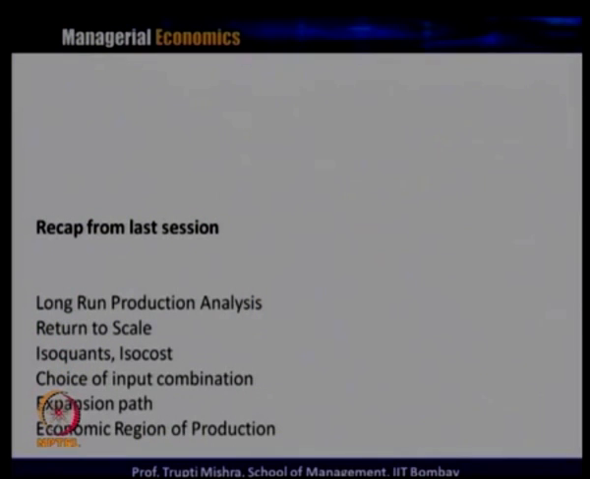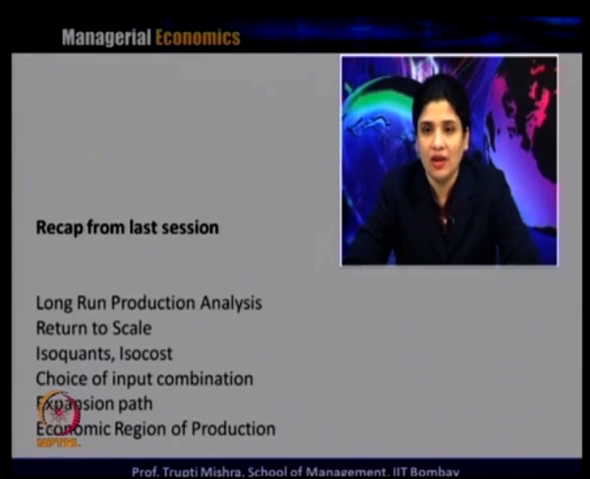Then we discussed the case of producer equilibrium, or the so-called least cost input combination, with the help of two concepts, isoquant and isocost, and how the firms or producers reach the equilibrium. Then we discussed the expansion path and the economic region of production, which talks about which is the feasible region where the two inputs can be substituted for one another, and that is the efficient region, because by using less input, the producer is producing the desirable output.